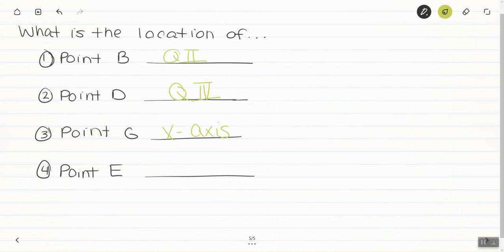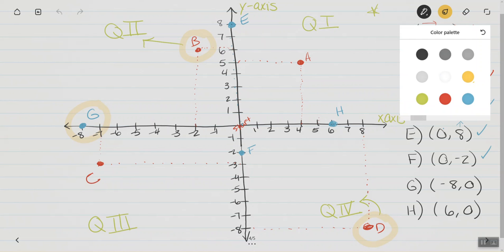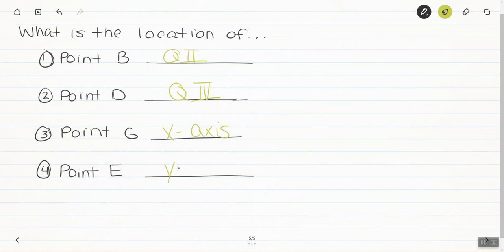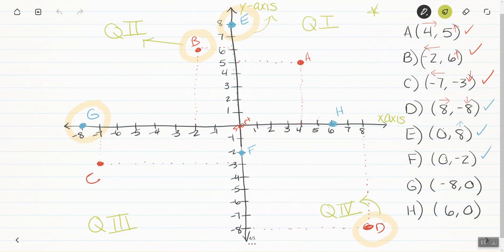And the last one we have to look at is point E. Point E is right here. And point E is located on the y-axis. So this would be y-axis. So when points are on the axes, you have to say they're on the axis. But if they're just in the open space of the quadrant, like you could see B and D were, same thing with A and C, they're in the open space. Those would be in quadrants, but when they actually fall on the lines, they're on axes.